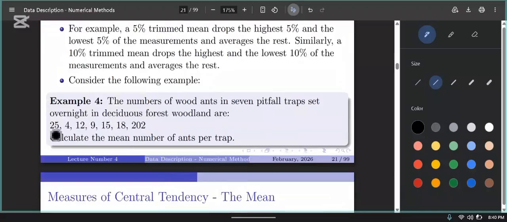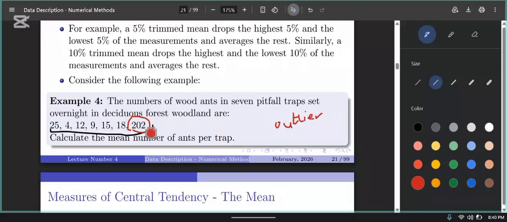So look at the numbers that are here. You can be asked which number is an outlier here. It's easy to say that this one is an outlier because it's just an extremely high value compared to the other values. So the outlier is 202. You compare all these numbers, they are within almost the same range, and then you get 202. This is an example of an outlier.